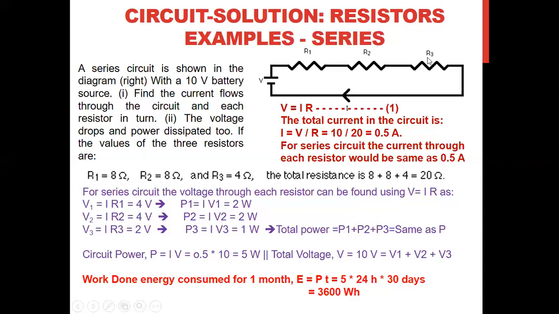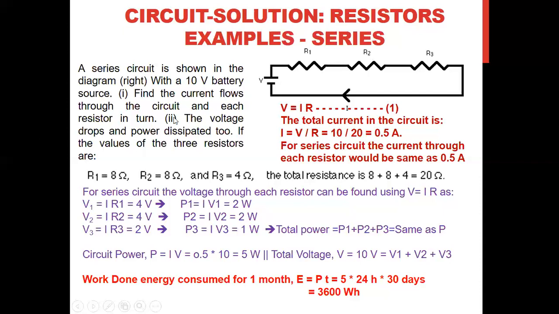And also we know for a series circuit, the current will be the same throughout the path. So I1 also 0.5, I2 also 0.5, I3 also 0.5. Okay, it's the same as I. So the question number 1 is done because for each resistor the current is the same as the circuit current.